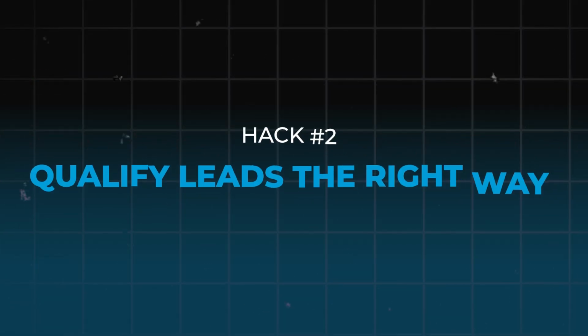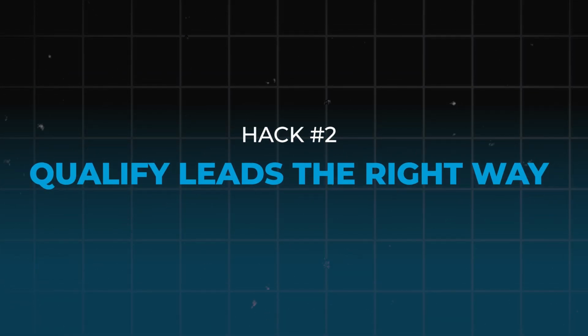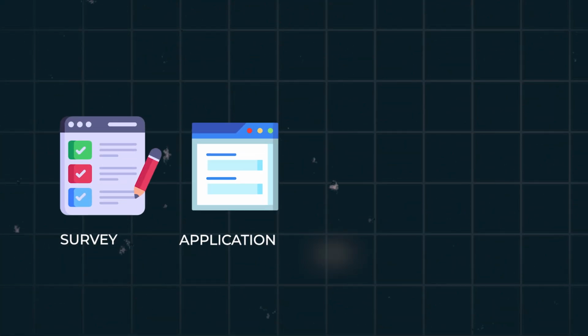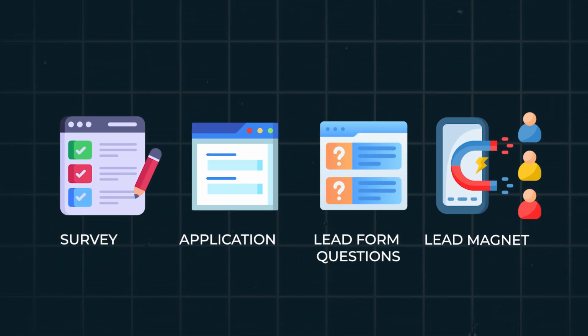Now, once you have their attention, where your ads direct them to from here and how you have your ads set up is extremely important. So Facebook ad hack number 2 is to qualify leads the right way. You have to qualify leads properly with the right survey, application, lead form questions, and or lead magnet if you want to maximize the quality of your leads.